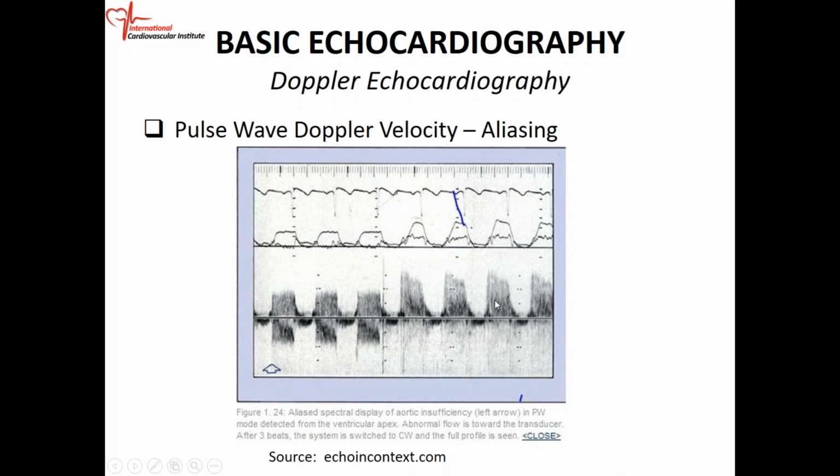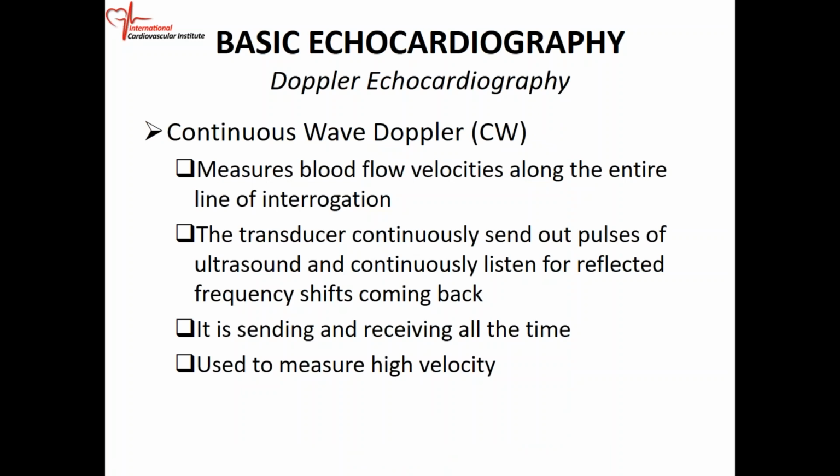Okay? So pulse wave Doppler can only measure lower velocity signals. So if you have a higher velocity, you have to move on to continuous wave Doppler. So continuous wave Doppler measures blood flow velocity along the entire line of interrogation. The transducer is continuously sending out impulses of ultrasound and continuously listening. Remember, pulse wave sends out and then waits, sends out and waits. The continuous wave, if you're using a transducer in continuous wave Doppler mode, is continuously sending out impulses and continuously listening for the reflected frequency shift coming back. So it's sending and receiving at all times. So it can measure higher velocities.